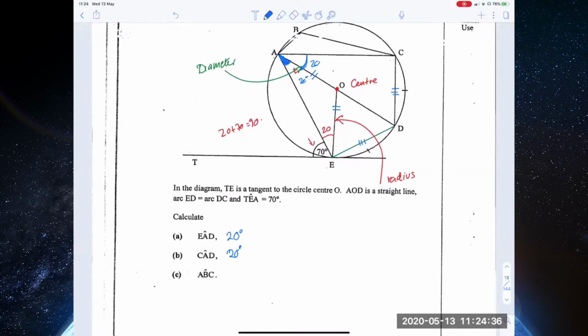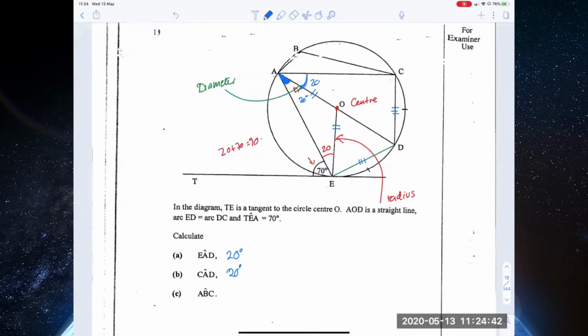And now they say angle ABC, which means A, B, and C. So this is the angle they want. How do we find that angle? How big is this angle? Right angle. It's a right angle. Why do you think it's a right angle?